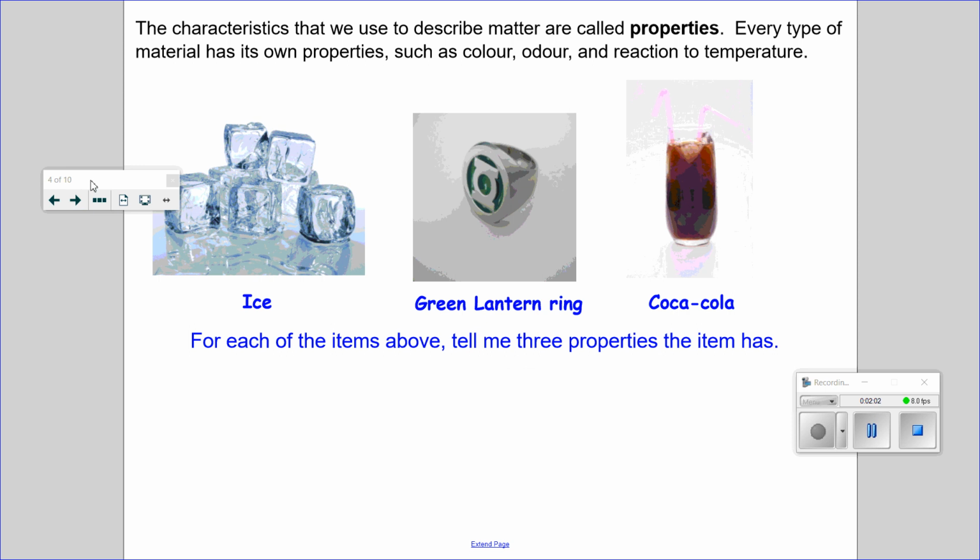The characteristics that we use to describe matter are called properties. Every type of material has its own properties, such as color, odor, and reaction to temperature. I've posted 3 here on this slide. We have ice, a green lantern ring, and Coca-Cola.